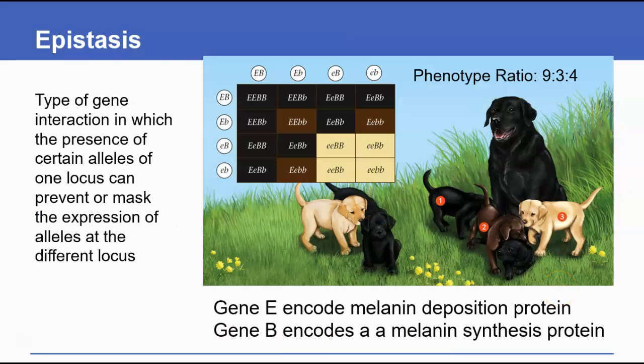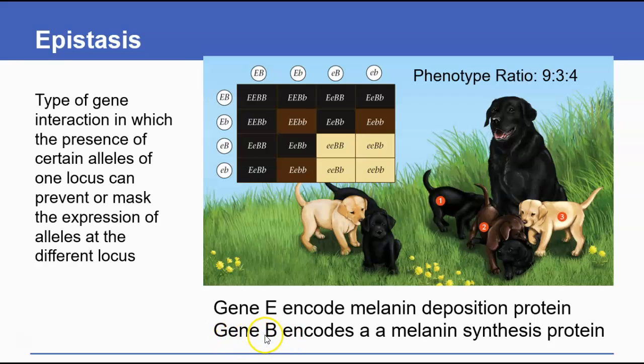Another non-Mendelian genetic trait is epistasis. This is about gene interactions in which one gene is going to have an effect on multiple other genes. We can see this in the case of coat color of dogs, but we can also see it with color for humans in albinism. But here we have 2 different genes.